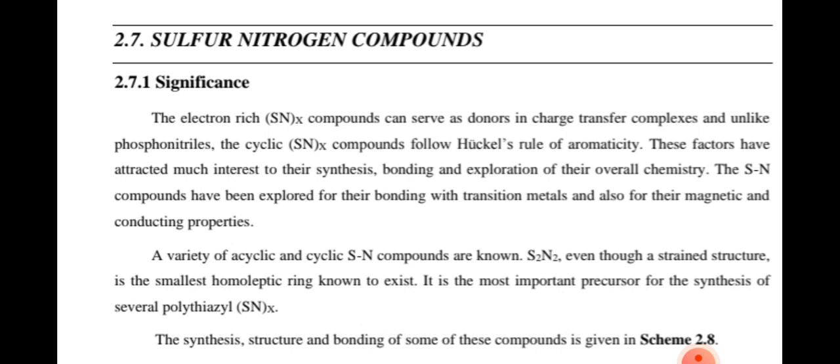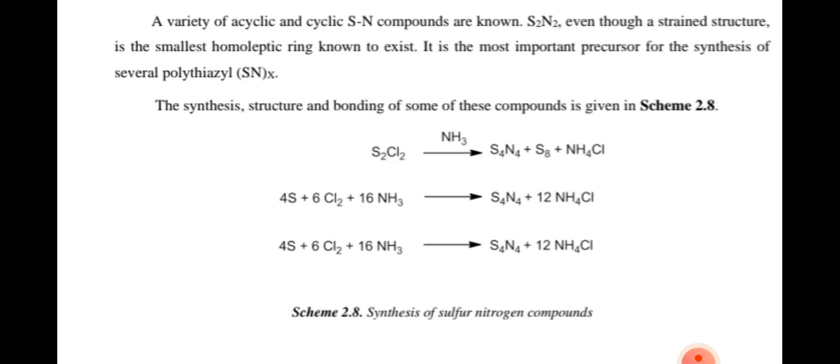The sulfur-nitrogen compounds have been explored for their bonding with transition metals and also for their magnetic and conducting properties. A variety of acyclic and cyclic sulfur-nitrogen compounds are known. S2N2, even though a strained structure, is the smallest homoleptic ring known to exist.